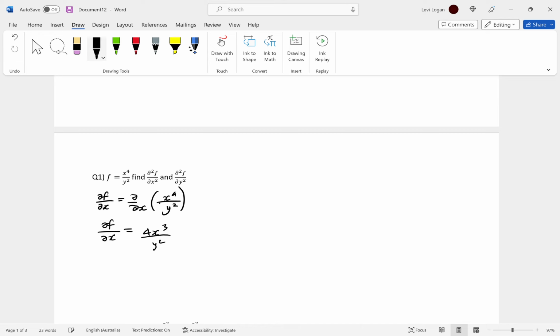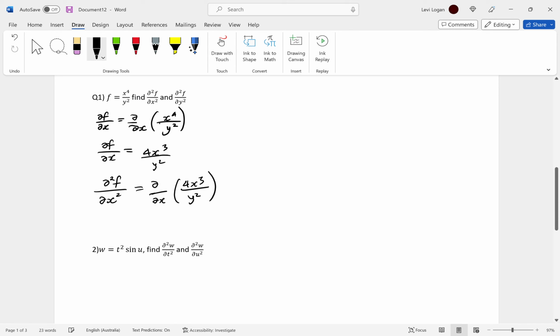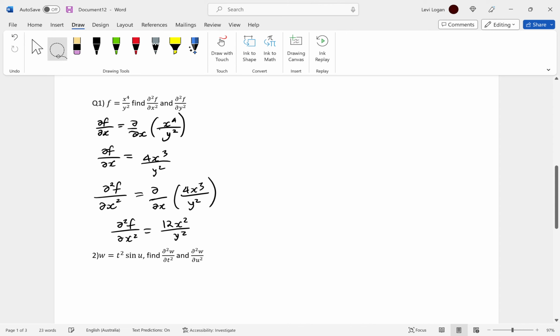Now I'm going to differentiate this again with respect to x. Okay, second partial derivative. Differentiate the whole thing with respect to x. 4x cubed over y squared. To do that, it's just going to be power rule. So you're just going to bring the 3 down the front. So you're going to have 12x squared over y squared. Boom, that's the first one done.